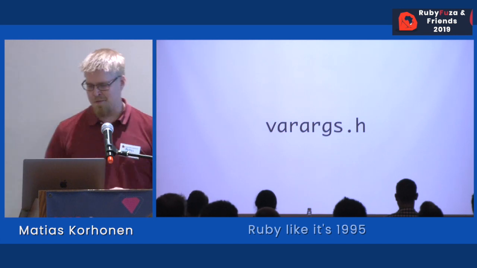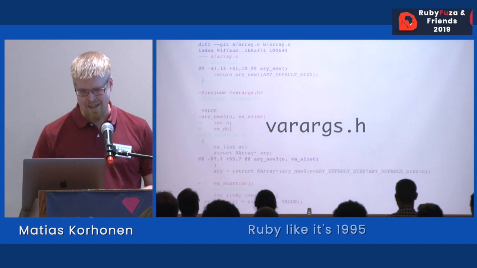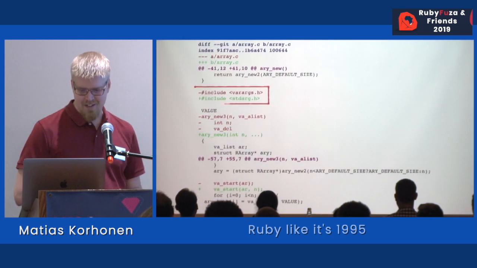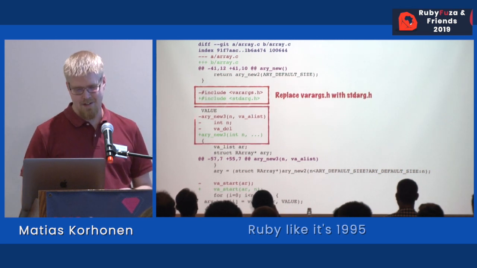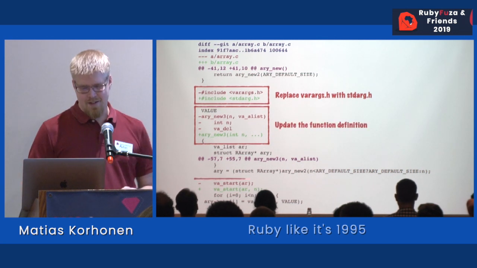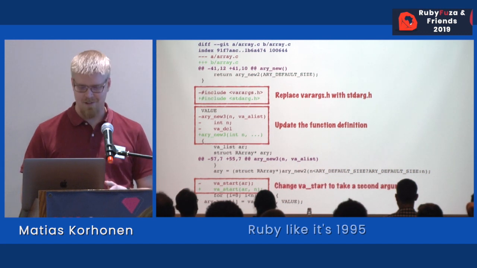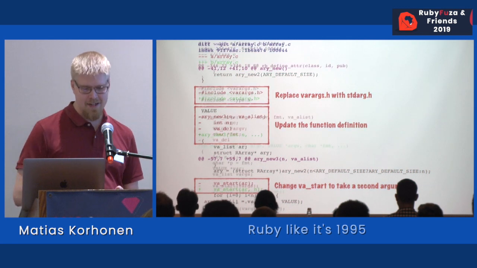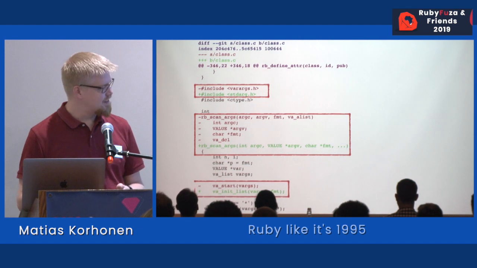So we'll start with the problem we know about, the varargs.h. And I read Wikipedia and some documentation, and I figure out what to do. We need to find every instance where it's used, replace it with standard arg. Then we need to fix the function definition. And finally, we need to add a second argument to this va_start call. And then we make these changes everywhere where varargs.h is used, and there as well.